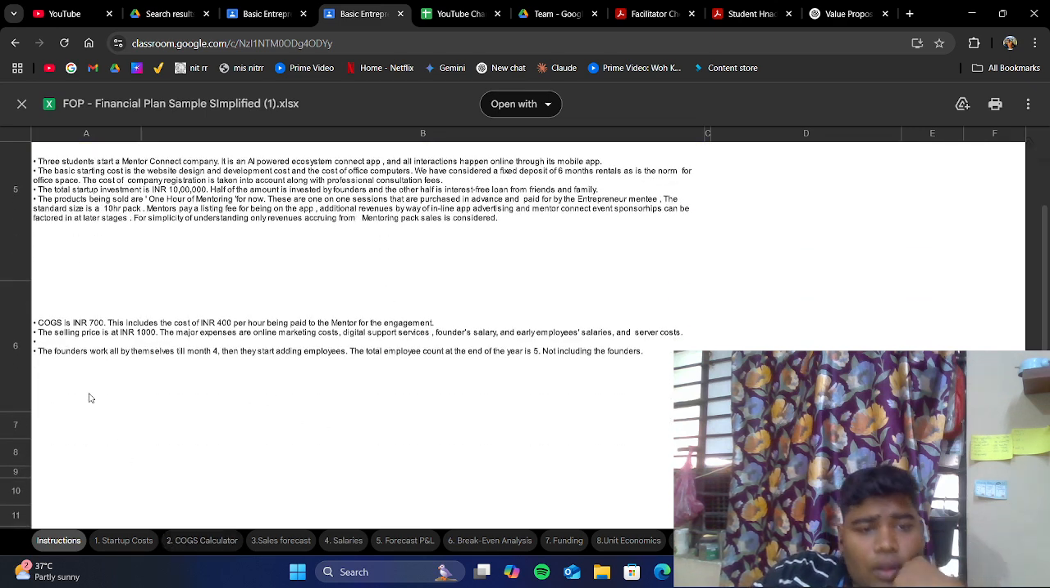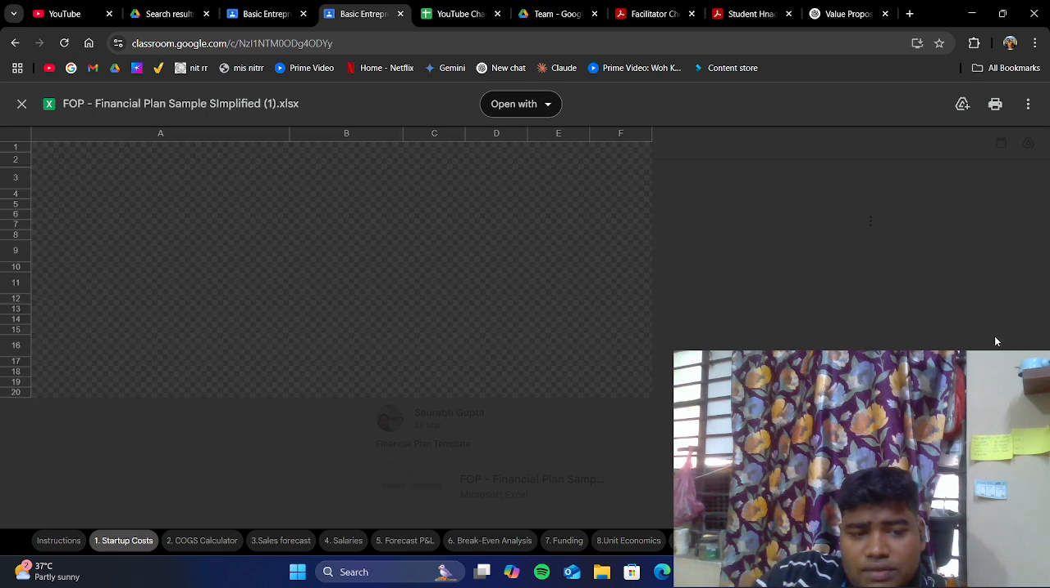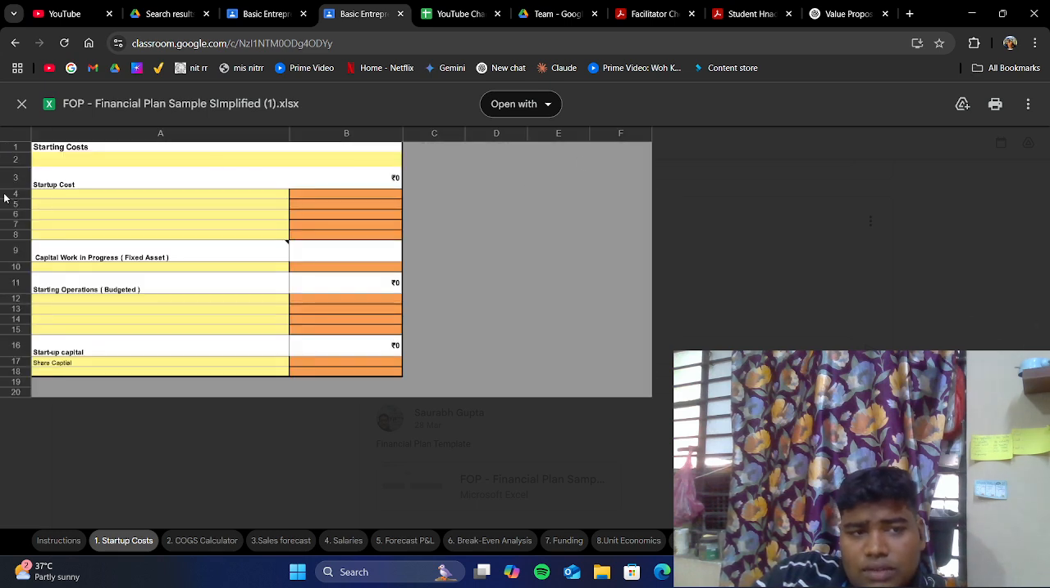So what is COGS? COGS is the cost of goods sold. This is the manufacturing cost, or the cost of the good that we are selling. That cost, how much it costs us to sell that good, is the COGS. So let us calculate the different types of costs.